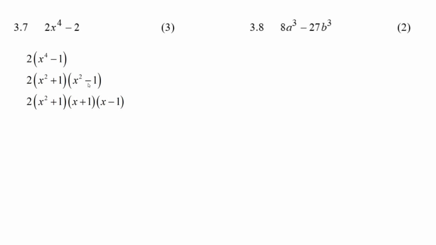But we're not finished, because the x squared minus 1 we can write as x plus 1 times x minus 1. So there it is, all factored out. There are 4 factors: 2, x squared plus 1, x plus 1, and x minus 1. 4 factors there. Okay, we'll do the last ones in a separate video.